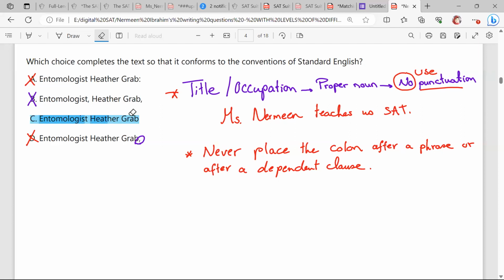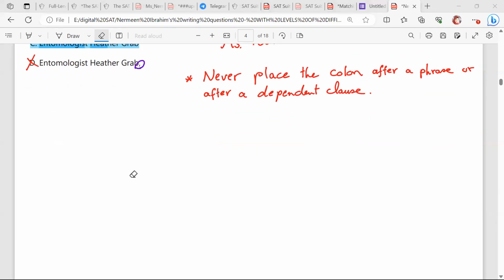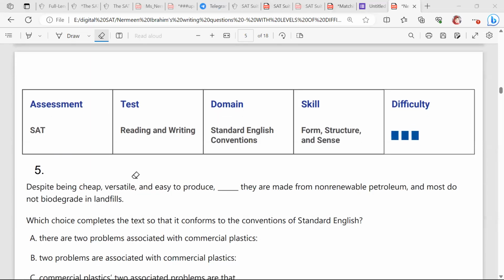Is it clear? So appositives are informal? No, appositives are non-essential. The information here, the proper noun, is super essential. Okay, thank you so much.